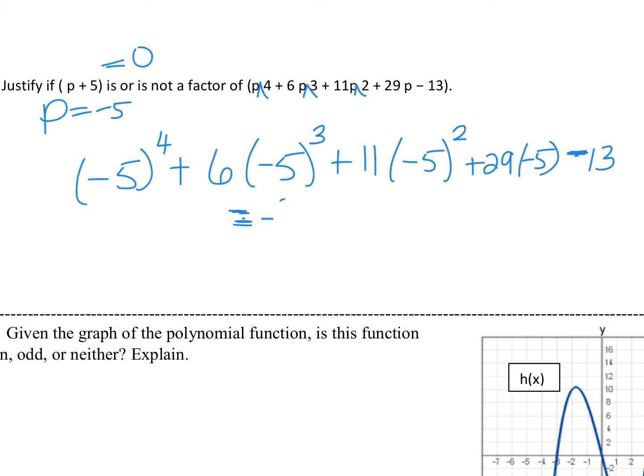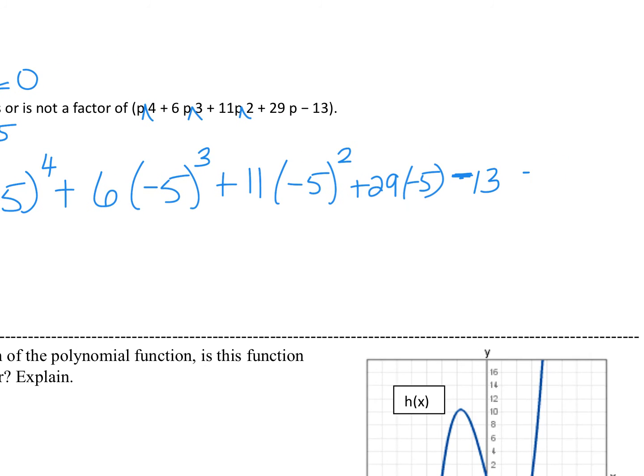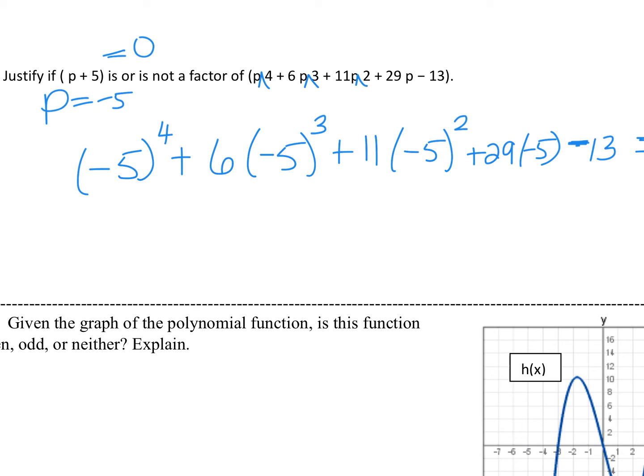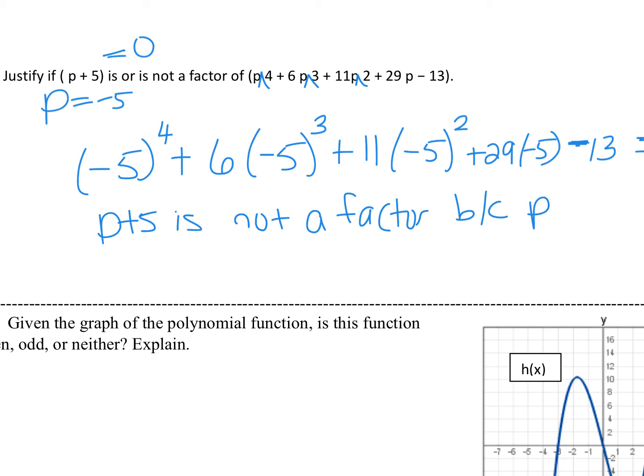This looks really sloppy, so we're going to fix it because this is also my key that I want to post for you guys. Okay, so you're going to say p plus 5 is not a factor because when p equals negative 5, the output is negative 8, not 0. If it was 0, it would be a factor.